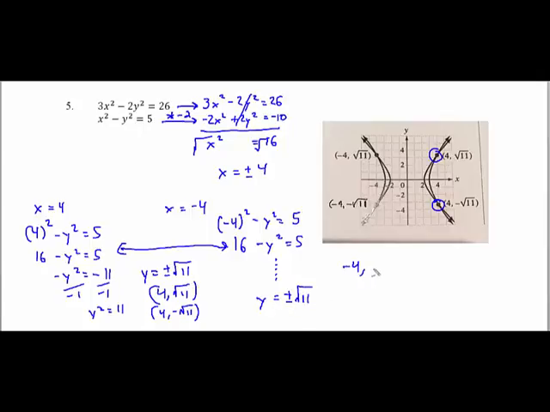So for -4, I have a square root of 11, and for -4, I have negative square root of 11. And so that gives me this point and this point. So those are my 4 answers. 4 plus or minus square root of 11, and -4 plus or minus the square root of 11. So again, you're going to get a lot more of these in your homework, and just identify when you see x squareds and y squareds in the problem. You can probably do some kind of elimination step to get one of these variables by themselves and figure out where they intersect.